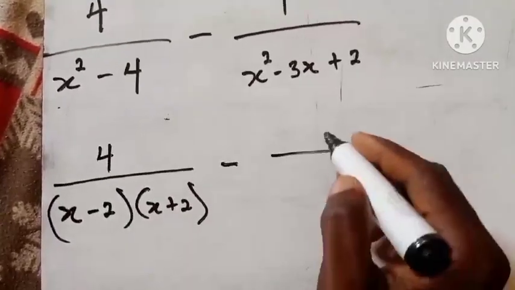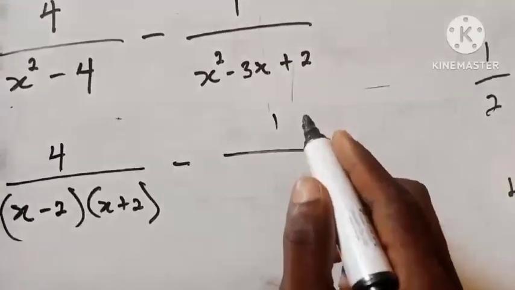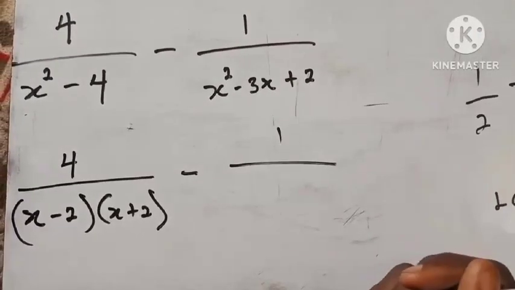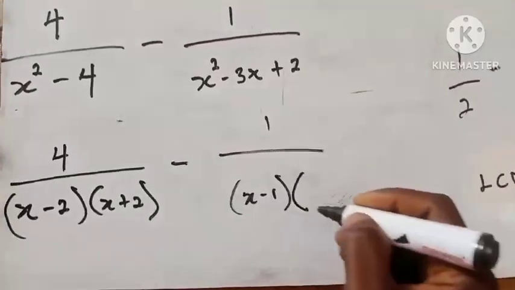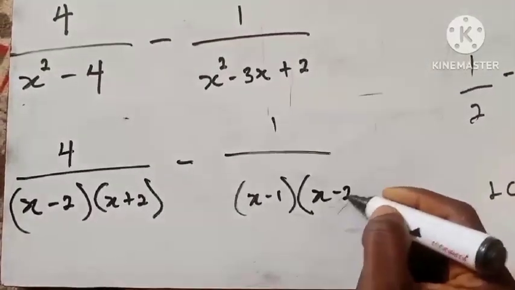Now here too we are going to have, this one here is going to be, that should be x minus 1 as well as x minus 2.